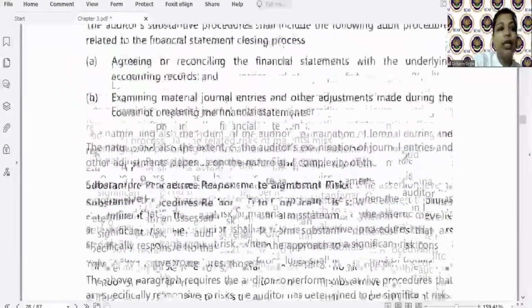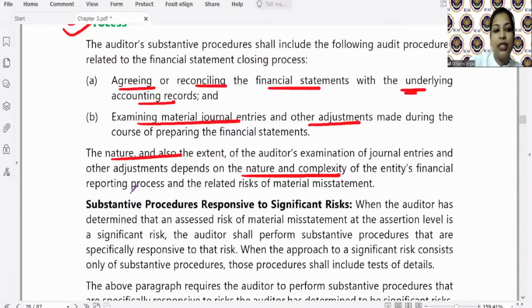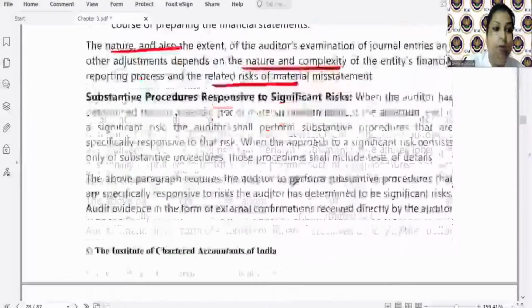तो इसमें हमें क्या देखना है कि agreeing, reconciling the financial statement with underlying accounting records, examining the material entry and other adjustment, and this will depend upon the nature and complexity of the entity's financial reporting process and the related ROMM, risk of material misstatement.